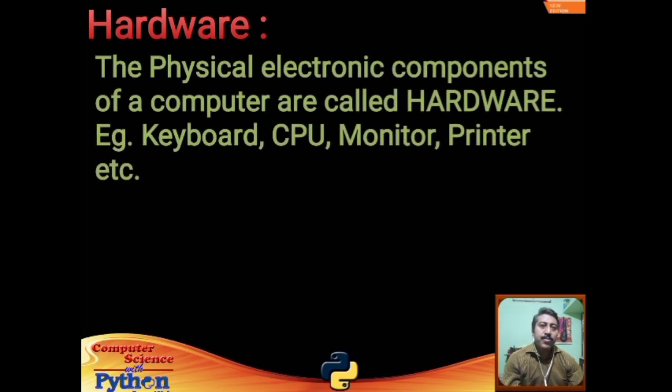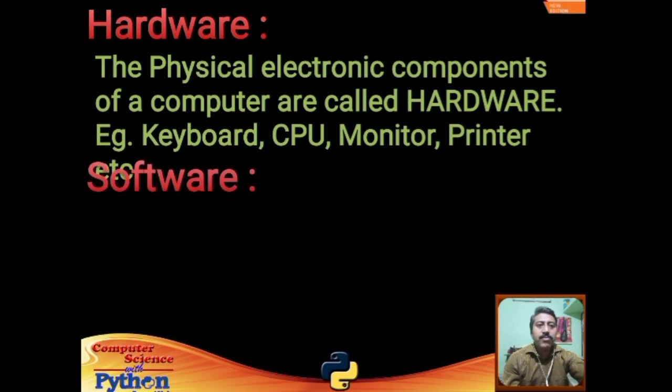Okay, so first we'll discuss the different components of the computer system. Different components in the sense, two major components are there: one is hardware and one is software. What is hardware? The physical electronic components of a computer are called hardware. Examples: keyboard, CPU, monitor, printer, etc. These are physical components, which means they can be touched. CPU we can touch, monitor we can touch, that is called the hardware.